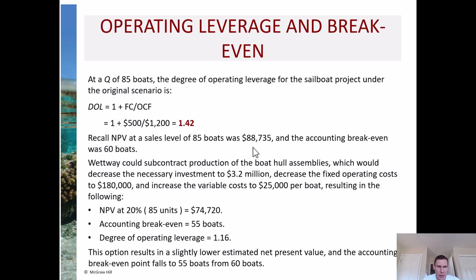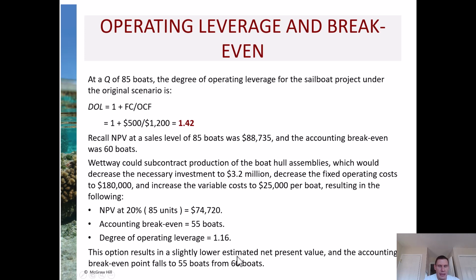So Wetway could, in theory, subcontract production of the boat hull assemblies, which would decrease the necessary investment to 3.2 million, would also decrease the fixed operating cost to 180,000, and increase the variable cost to 25,000 per boat. If we do that, then here's what's going to happen. The net present value at 20% at 85 units would be 74,720, still positive, so that's good. The accounting break even is 55 boats, and the degree of operating leverage is 1.16.